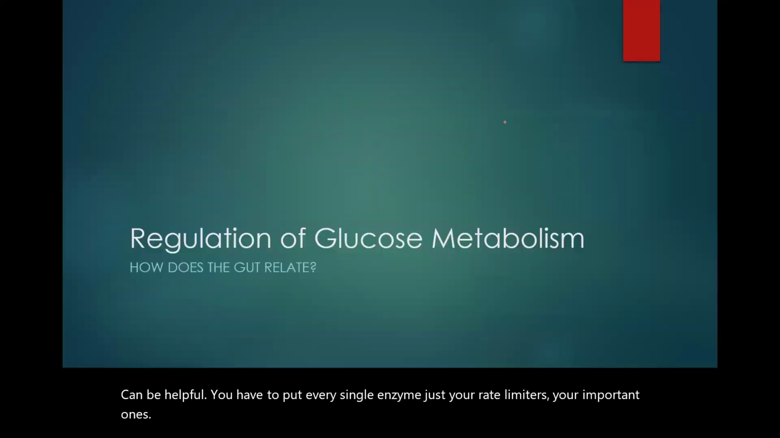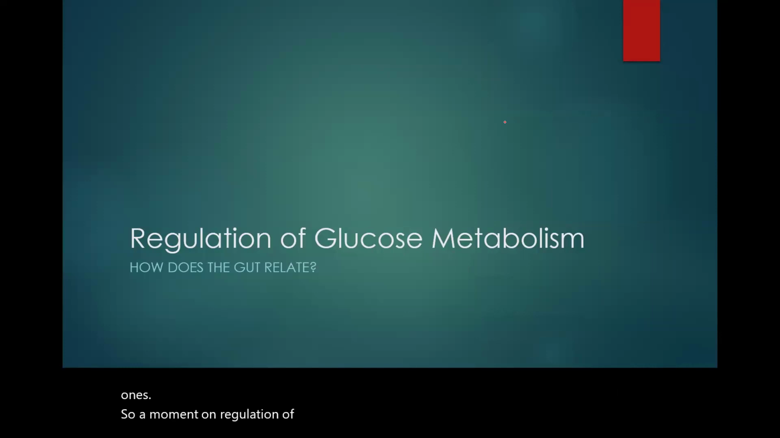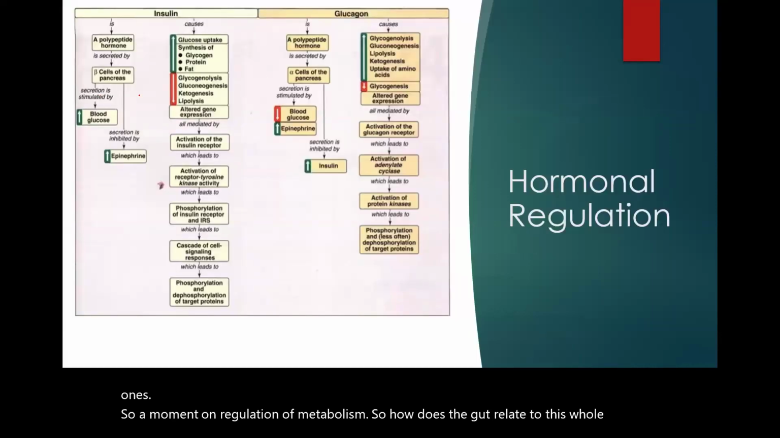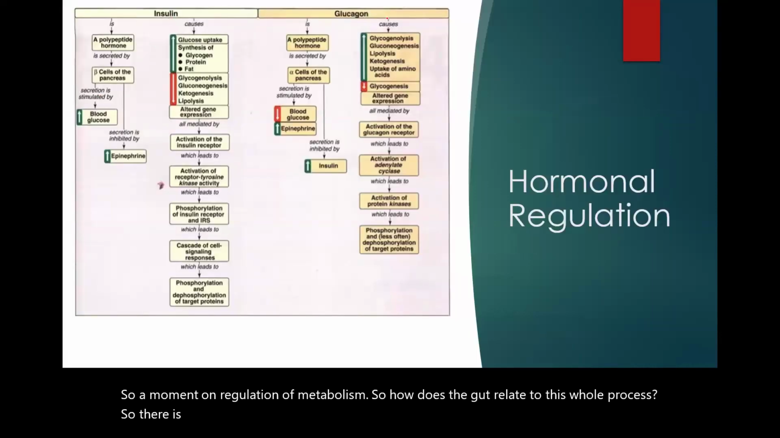So a moment on regulation of metabolism. How does the gut relate to this whole process? There are hormones involved, right? Insulin and glucagon are two main hormones that help us in this carbohydrate regulation.